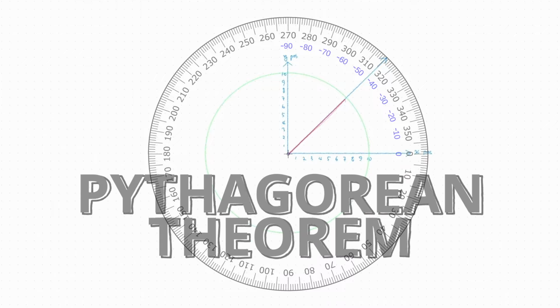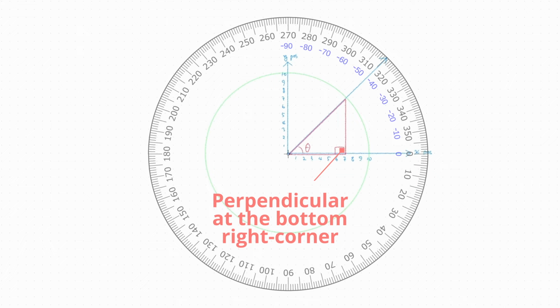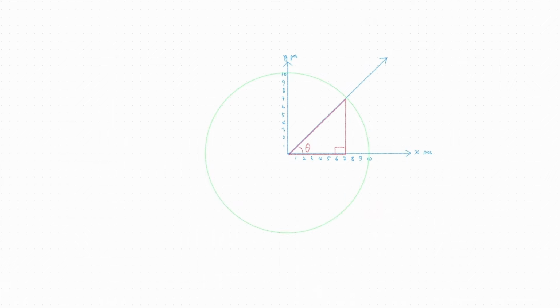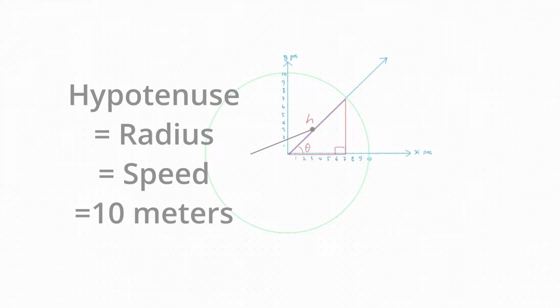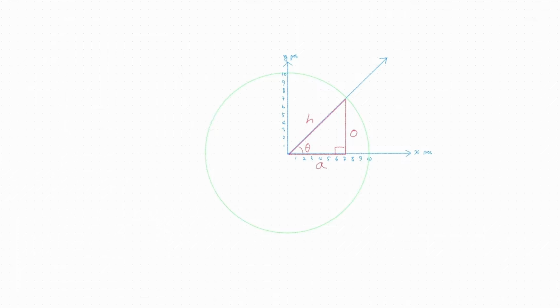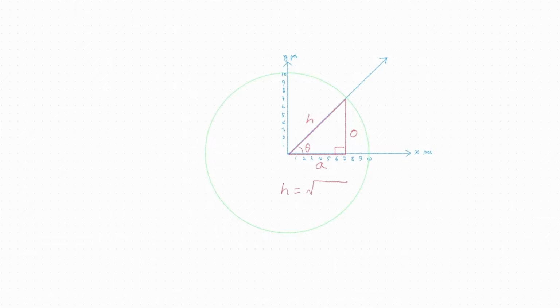Is that called the Pythagorean theorem? Right. Let me draw a right angle triangle here. It'll be a bit easier if we have the perpendicular angle at the bottom right corner like this. Or we still can flip the shape over to have it at the bottom right corner though. And this diagonal slope side of the triangle is called the hypotenuse. The radius of the big circle, which is the speed of our buggy car, 10 meters, right? Yes, 10 meters per second. And this right hand side is called the opposite side. And the bottom is called the adjacent side. So the length of the hypotenuse can be calculated like this.